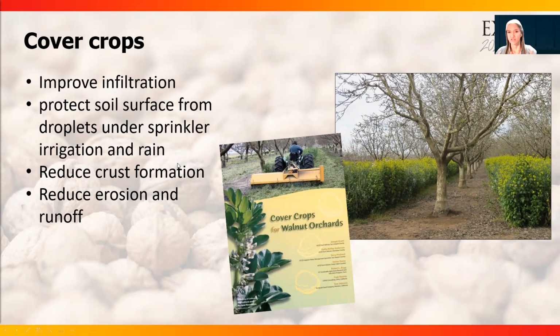I always like to make a mention of cover crops. Not all growing climates are conducive. In California, some areas this works very well, better than others where we don't have as reliable rainfall, but cover crops are important. They're shown to improve infiltration. They protect the soil surface from droplet impact under sprinkler irrigation and from rain. They reduce the formation of soil crusts, and they reduce erosion and runoff. And so it's a good best management practice to include in your orchard operation if possible for you.